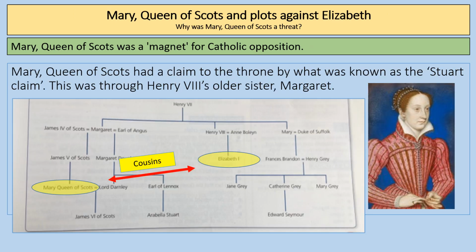Okay, so let's have a look at Mary Queen of Scots in a bit more detail. Mary Queen of Scots had a claim to the throne by what was known as the Stuart claim, which was through Henry VIII's older sister, Margaret. And you can see there where the relationship is to Elizabeth. And of course, when Elizabeth dies, it's actually Mary Queen of Scots' son, James VI of Scotland, who becomes the King of England, James I.